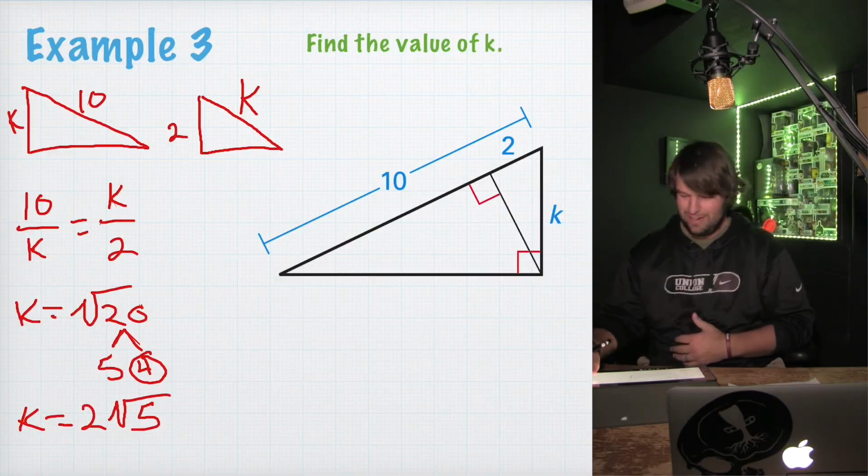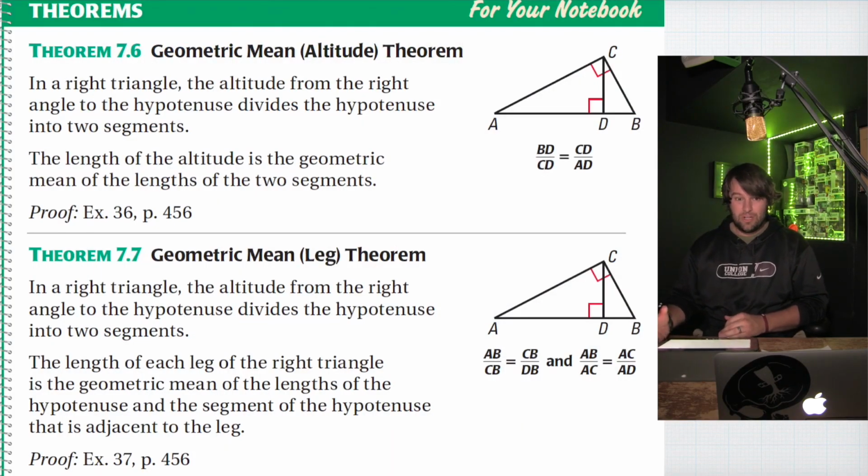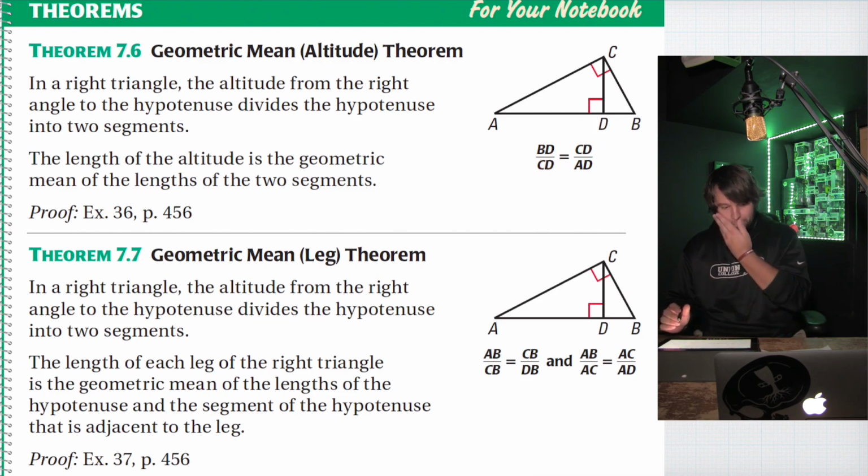Let's keep going. Last theorems we're going to learn, and we're going to use both of these in our next slide, is theorem 7.6, the geometric mean altitude theorem. In a right triangle, the altitude from the right angle to the hypotenuse divides the hypotenuse into two segments. The length of the altitude is the geometric mean of the length of the two segments. Okay?